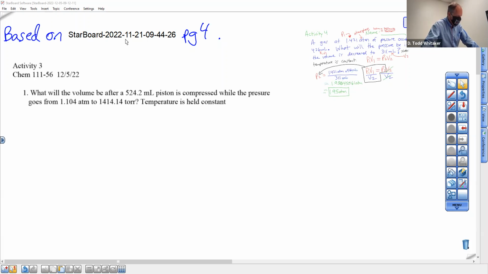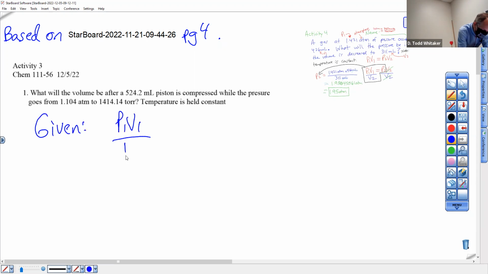All right, ladies and gentlemen, gas problem. I'm basing this one on Starboard 11/21/09/44, page 4, which I copied here. So you have that one, and it's already worked out. And this one we're going to work out. So the equation from the givens, which are on the front of the exam, you're given this.